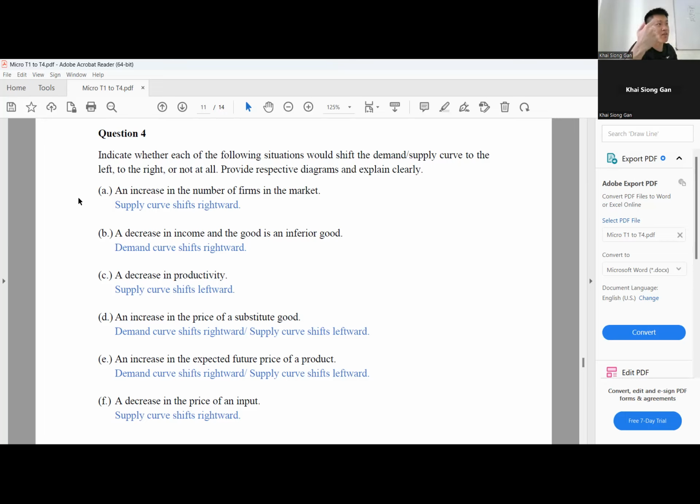We have the demand curve, we have the supply curve. Once both intersect, it's called equilibrium. At this price, at this quantity, that's what we call market equilibrium.